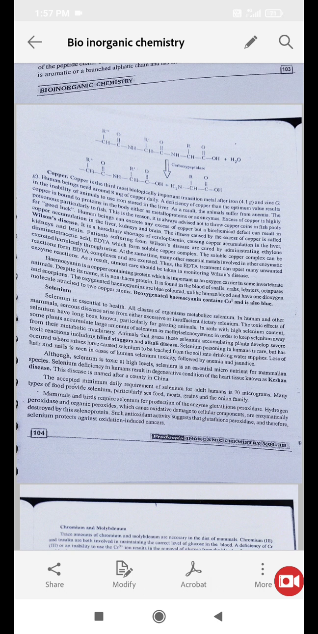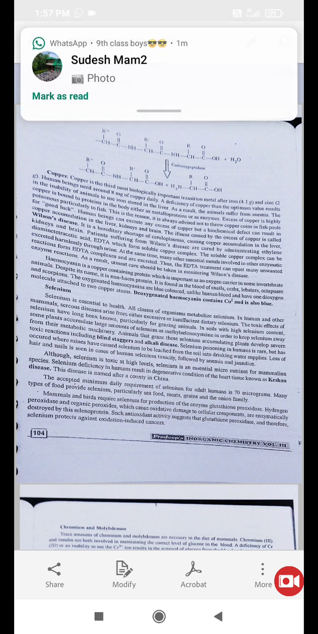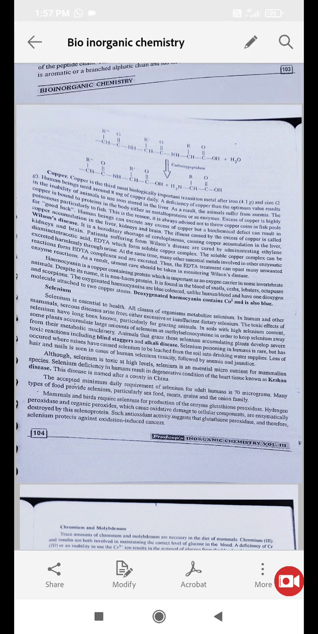Selenium poisoning in humans is rare, but it has occurred where mines can cause selenium to be leached from the soil into drinking water supplies. Loss of hair and nails is seen in cases of human selenium toxicity, followed by anemia and jaundice. Although selenium is toxic at a high level, it is an essential micronutrient for mammalian species. Selenium deficiency in humans results in a degenerative condition of the heart tissue known as Keshan disease. This disease is named after a county in China.